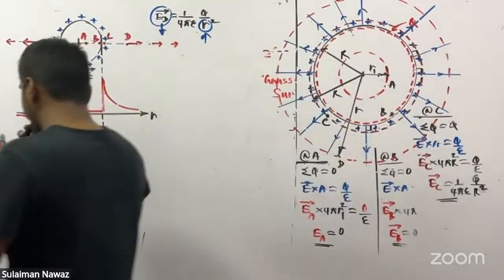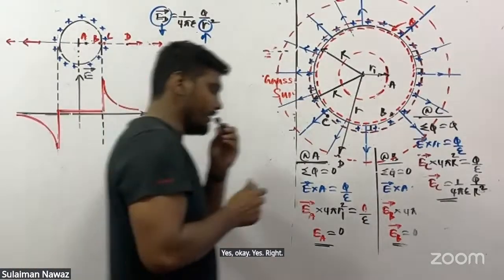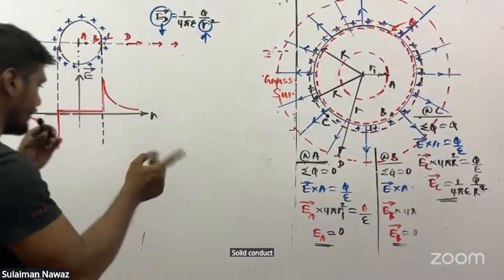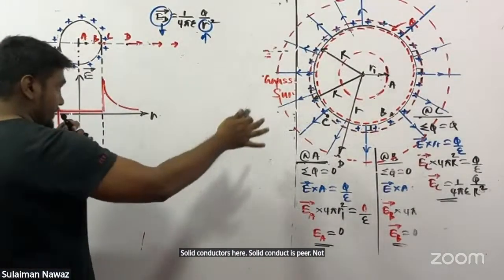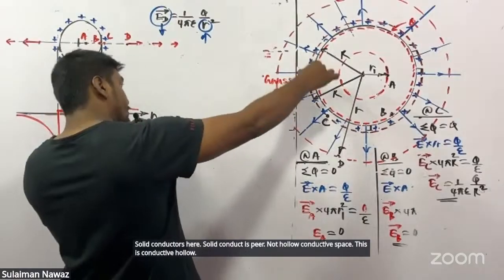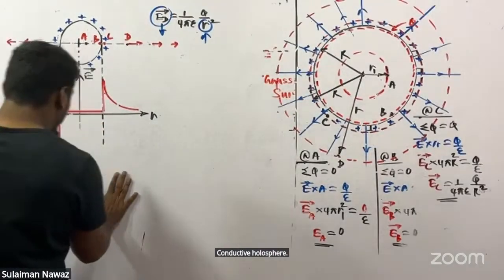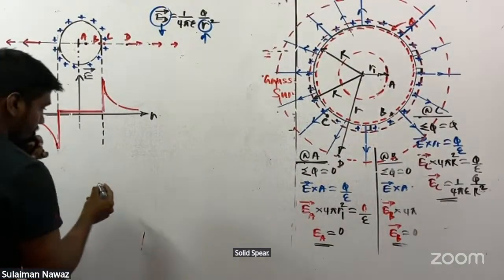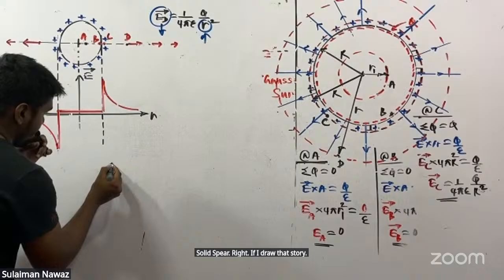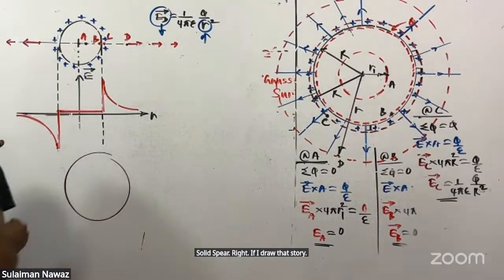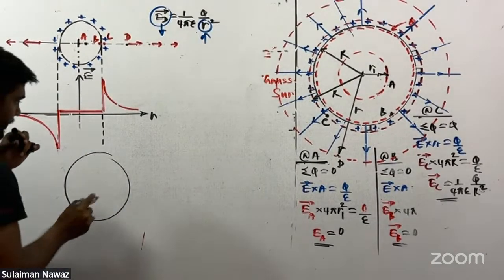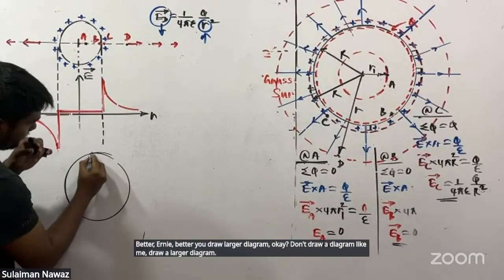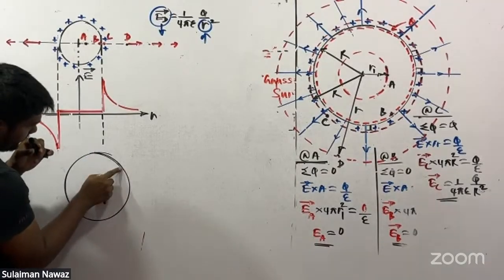Yes, okay. Non-conductive solid sphere. Not a hollow conductive sphere. This is a conductive hollow sphere. Now I'm going to draw the non-conductive solid sphere. Better you draw a larger diagram. Don't draw a diagram like mine. Draw a larger diagram.